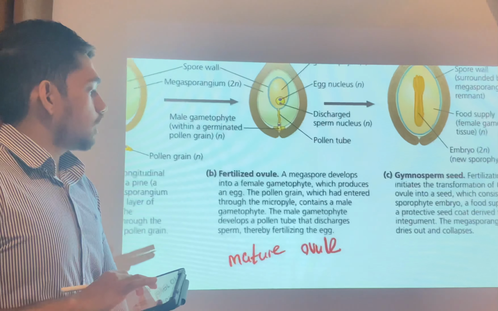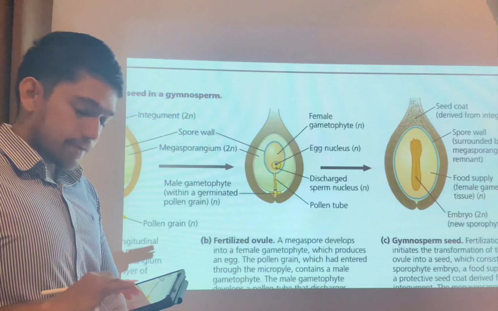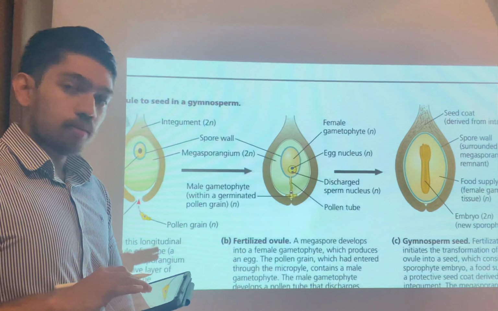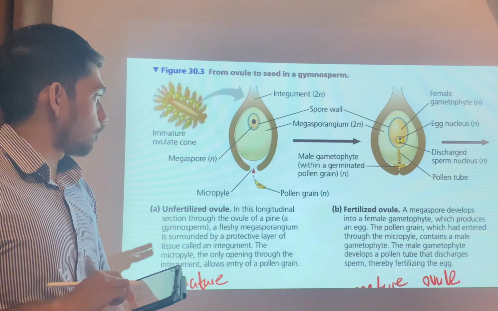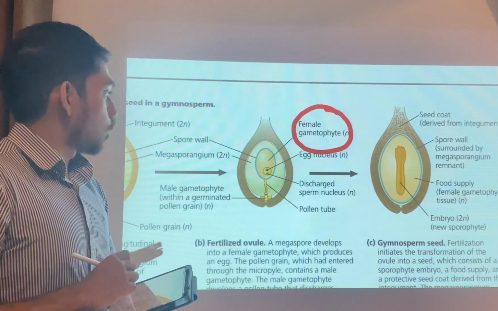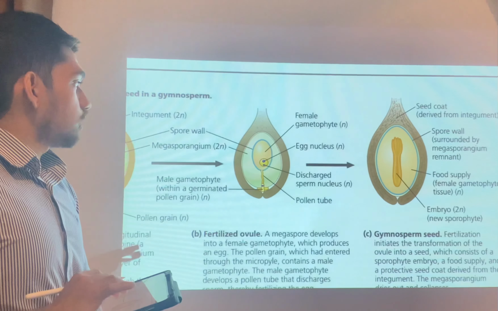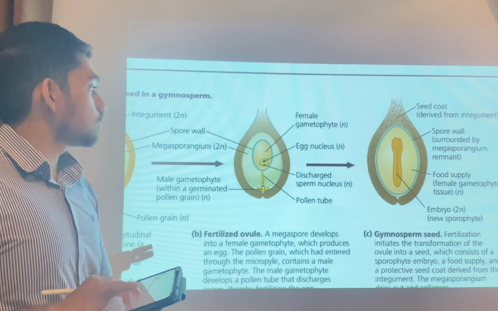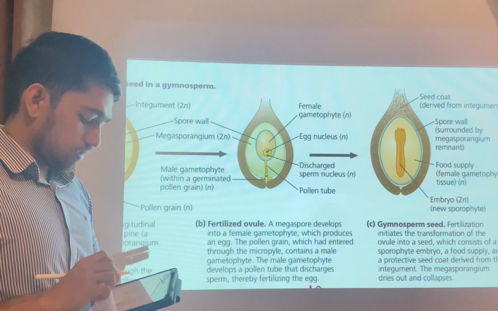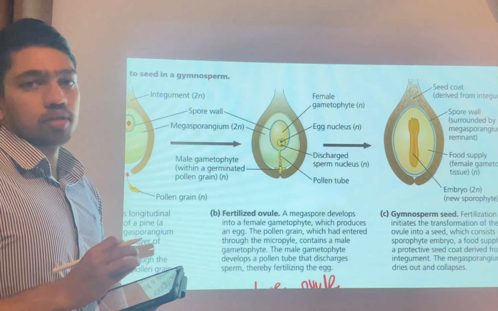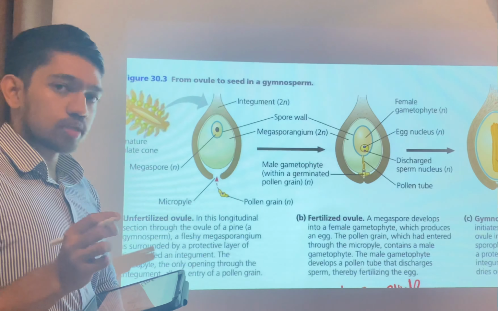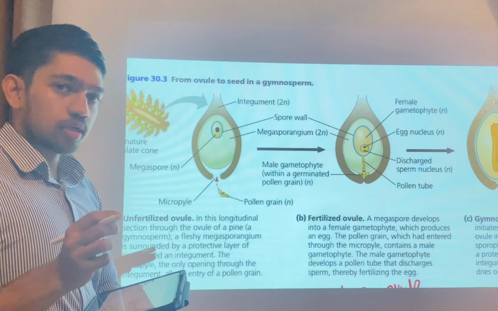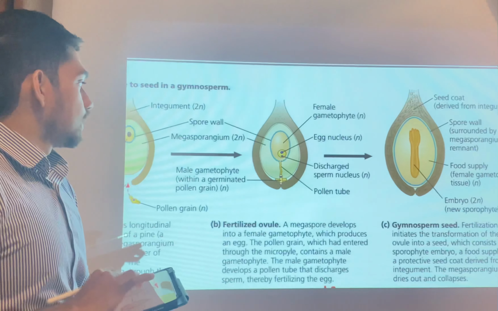Then when it becomes a mature ovule, the megaspore will develop into the female gametophyte, right? Since the megaspore is haploid, the female gametophyte is also haploid. The female gametophyte, by mitotic cell division, will produce an egg, right? And there is going to be fertilization when it combines with the pollen grain. The pollen grain will contain a male gametophyte that will produce a sperm, right? That sperm will fertilize this egg, right?